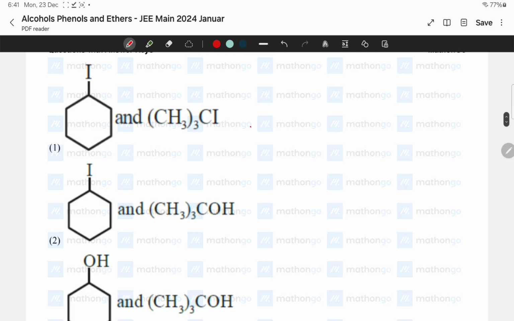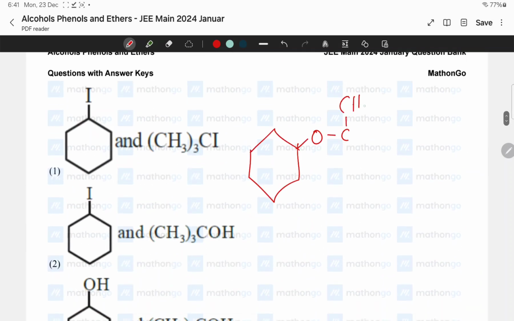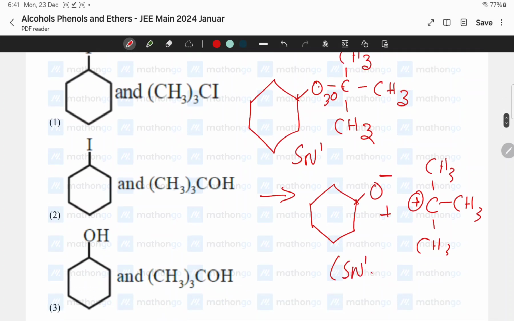Look, the compound given to us is O, C, CH3. Oxygen is attached to a tertiary carbon. Hence the SN1 reaction is referred to here. So the bond will break like this, becoming O minus and C(CH3)3 plus. Why does this become plus? The reason is SN1 reaction: a carbocation on the tertiary carbon. That's why it breaks like that.